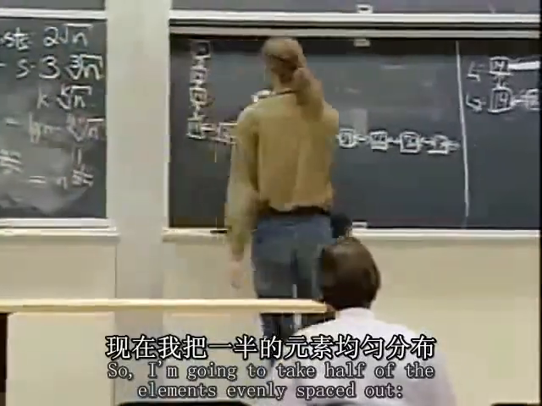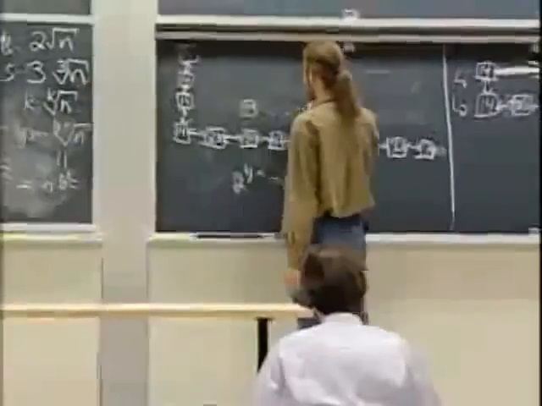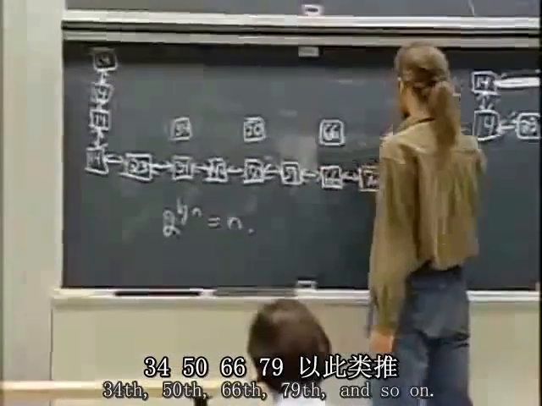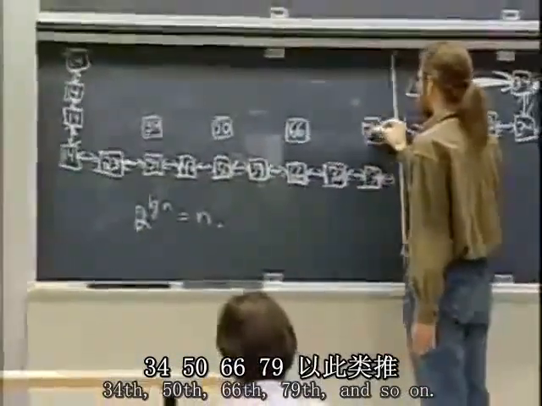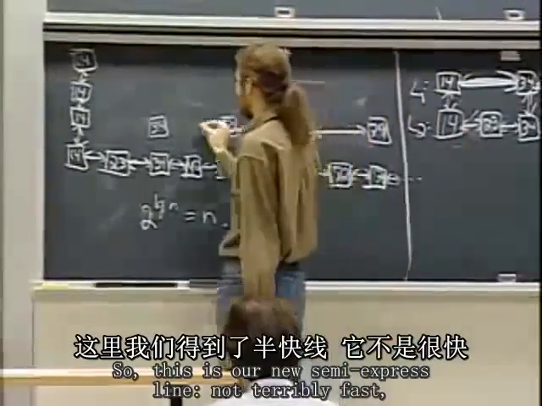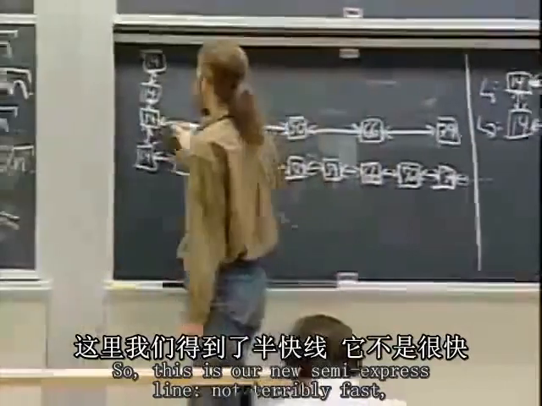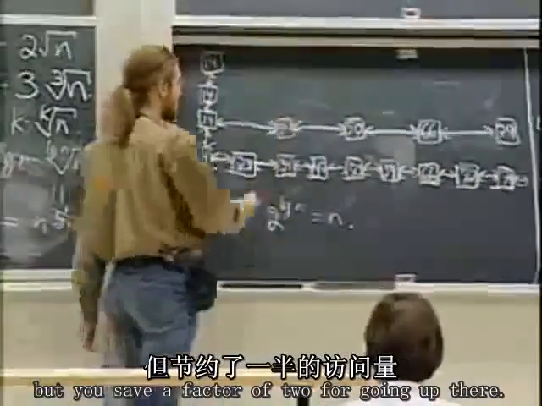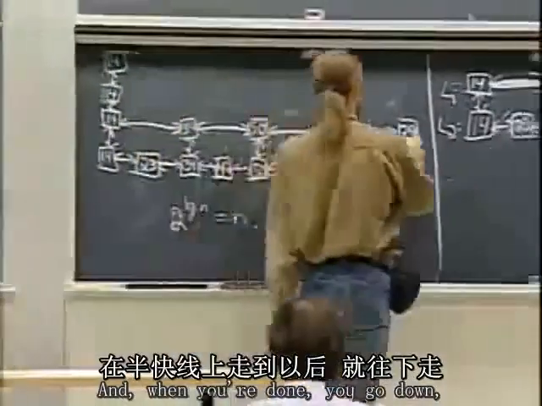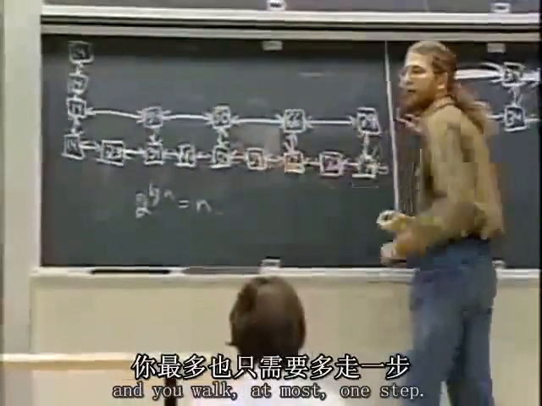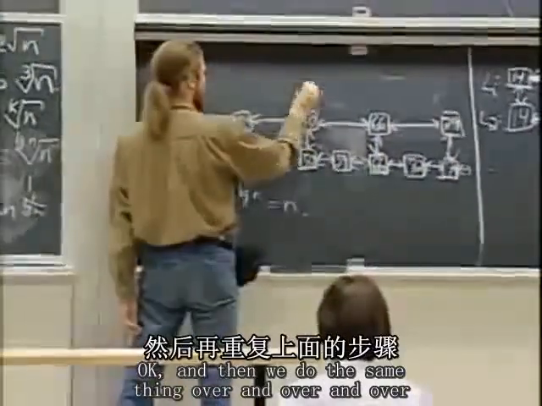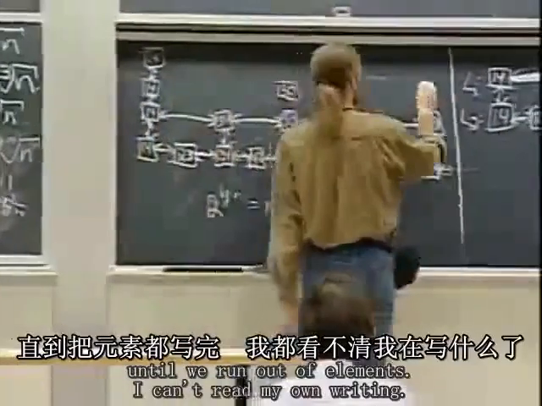So I'm going to take half of the elements, evenly spaced out. 34th, 50th, 66th, 79th, and so on. So this is our new semi-express line. Not terribly fast, but you save a factor of 2 for going up there. And when you're done, you go down and you walk at most 1 step and you find what you're looking for. Okay, and then we do the same thing over and over and over until we run out of elements.